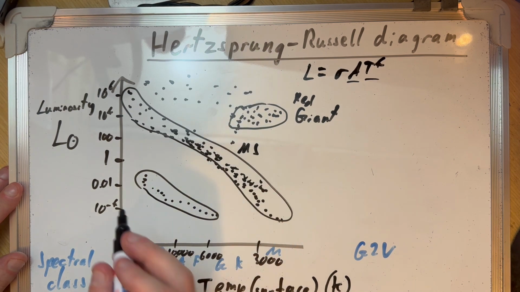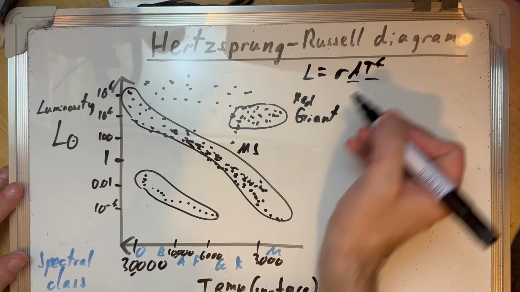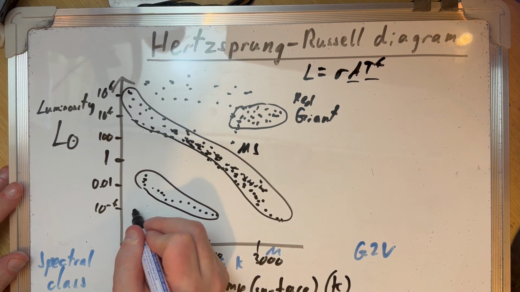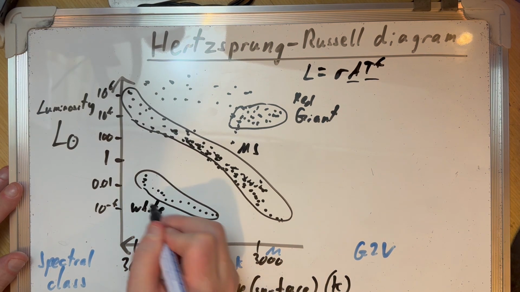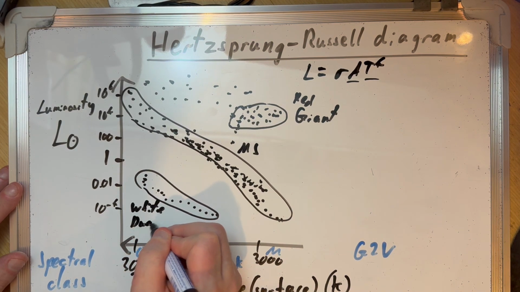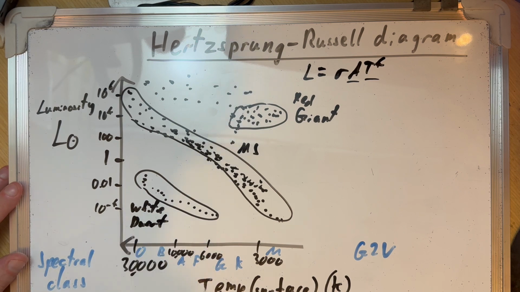Anything down here, it's very hot and yet dim, so it must have a very low surface area. That must be a white dwarf. White as in it's white hot. You can read that, I hope. White dwarf. So, they're unusual though.